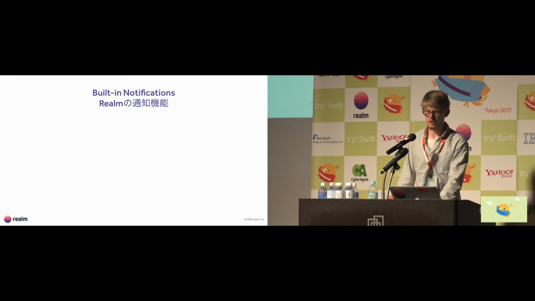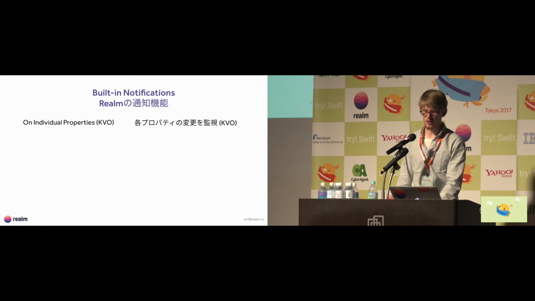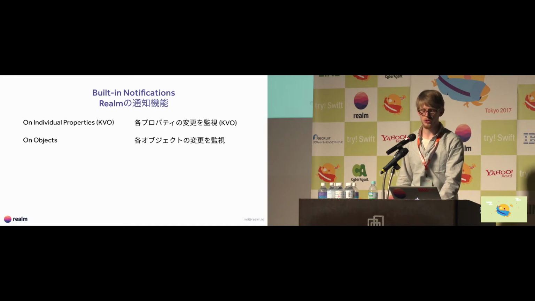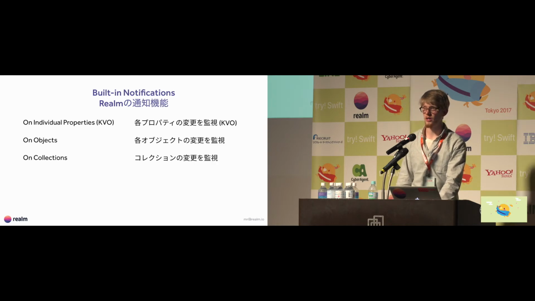So built-in notifications, what has Realm to offer around that? The most fine-grained way to have notifications are notifications on individual properties. These are available via KVO. We integrate there very closely with the Objective-C runtime, which allows you to get changes whenever one particular property of an object changes, and trigger data changes from there in a very reactive manner. You can also do that a little bit more coarse just on objects.